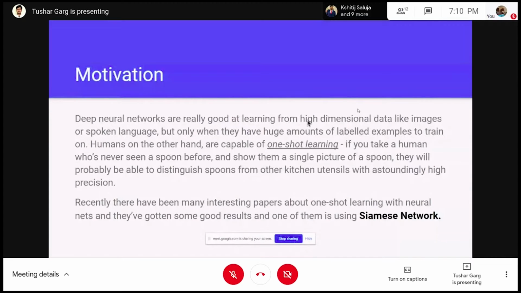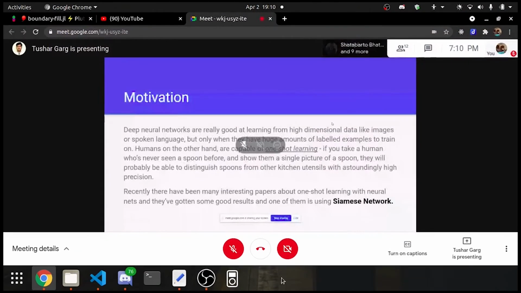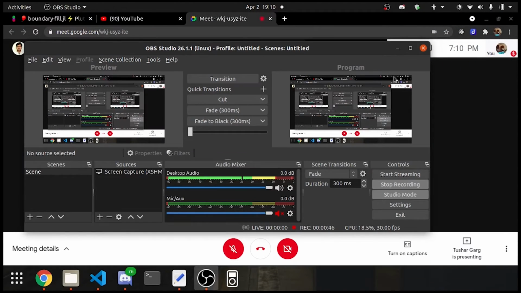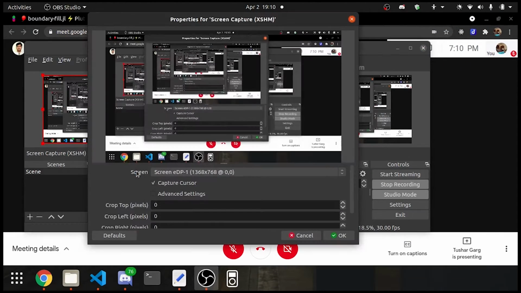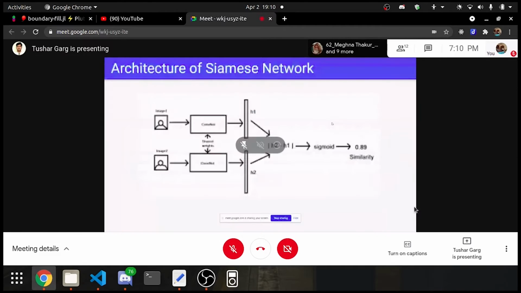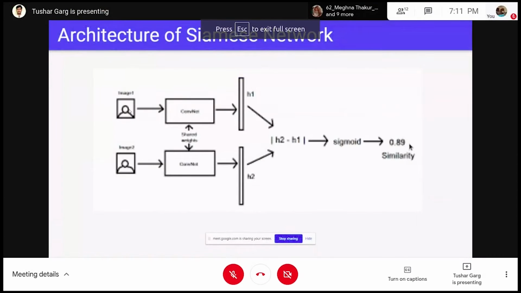Recently, there have been many interesting papers about one-shot learning with neural networks, and they have got good results. One of them is the Siamese network. So we'll go through the architecture of the Siamese network and see how it works. As input, we take two images, and as an output, we get the probability of whether the given two images are similar or not.